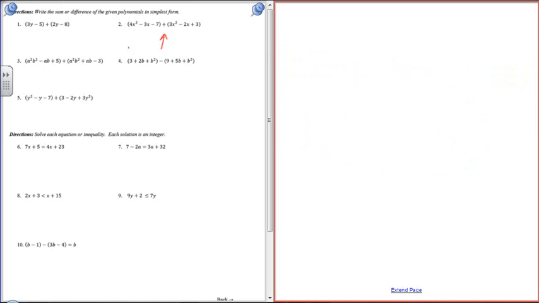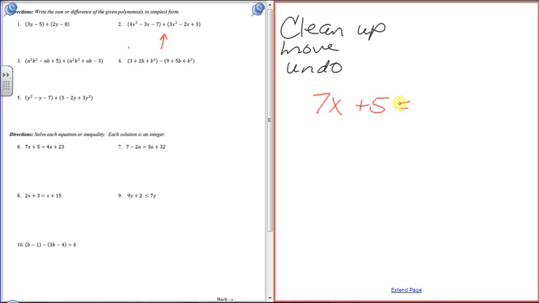In the next part, I'm solving. Solving is clean up, move, and undo. When I'm solving a linear equation, I like to clean up the left and clean up the right. If you look at the left, it's already clean, there's nothing you can do. If you look at the right, it's already clean, there's nothing you can do.